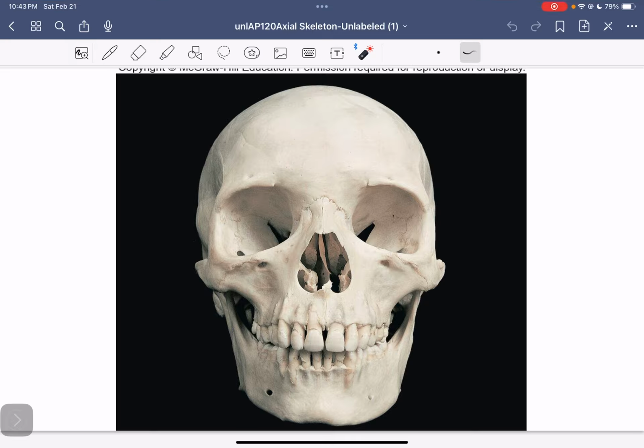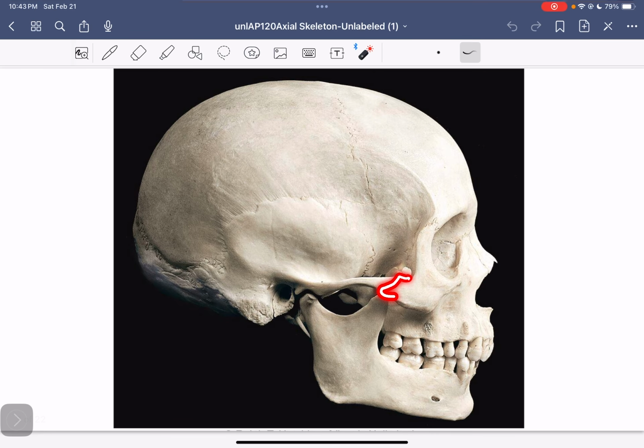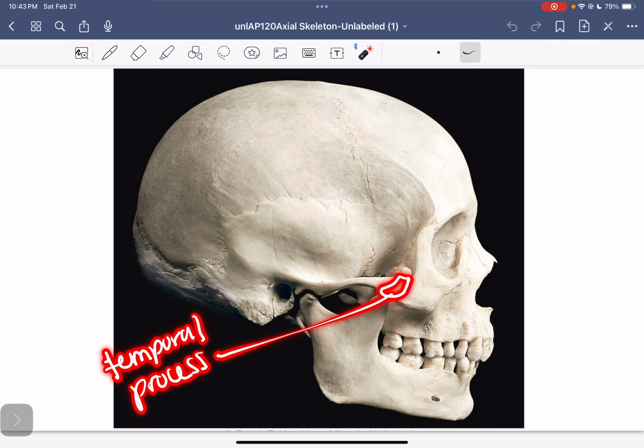The other things that we can see from here would be, of course, our zygomatic bone. And we know that for the zygomatic bone, you guys will need to be able to identify the temporal process, which is seen from a lateral view. So this specific region here is the temporal process of zygomatic.